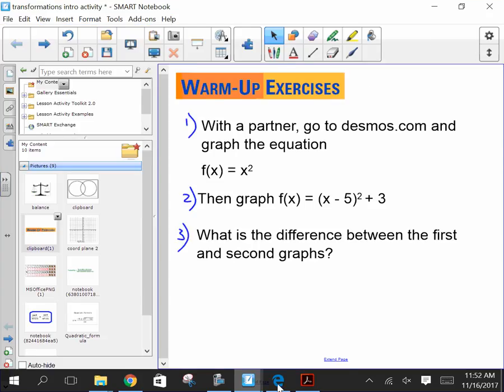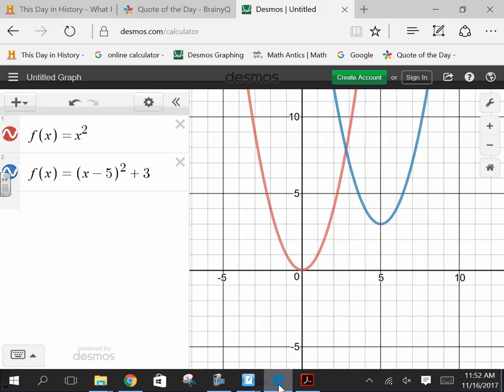So I got mine up on the board. The one in red is the first one. F of x equals x squared. Do you guys remember what f of x means from now on? Or y. So y equals x squared. We're no strangers to that. The only thing that's new is the f of x.